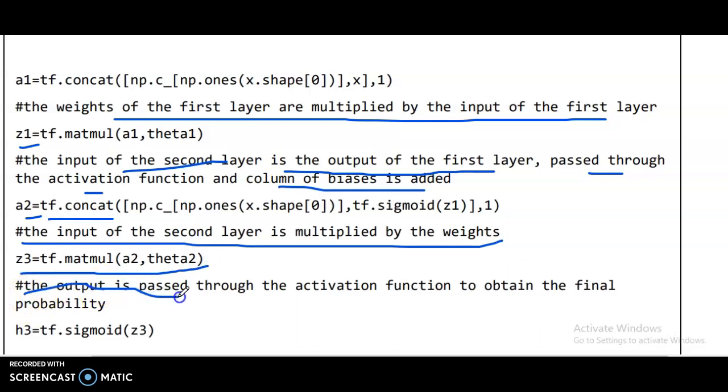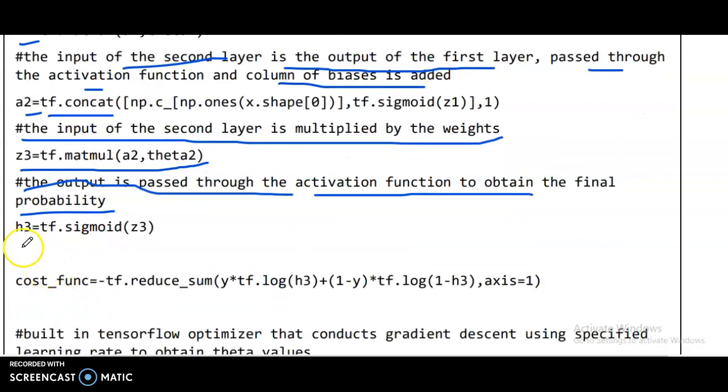The output is passed through the activation function to obtain the final probability. H3 equal to tf.sigmoid of Z3. Cost function equal to tf.reduce_sum of y times tf.log(H3) plus (1 minus y) times tf.log(1 minus H3), comma x1.